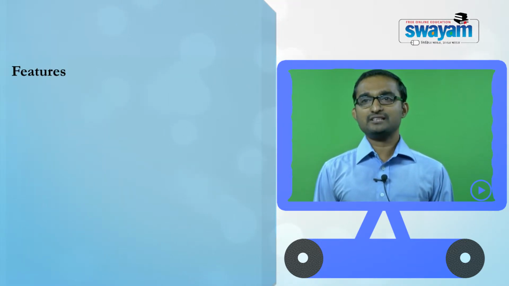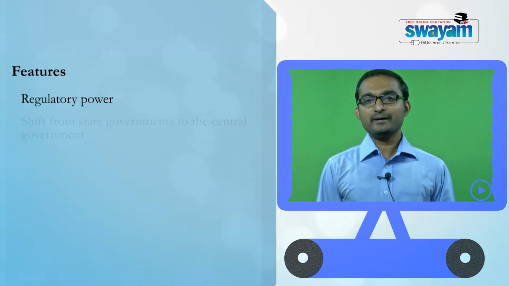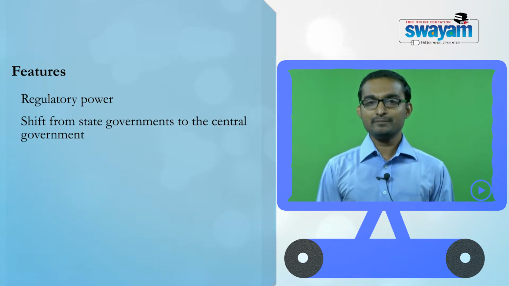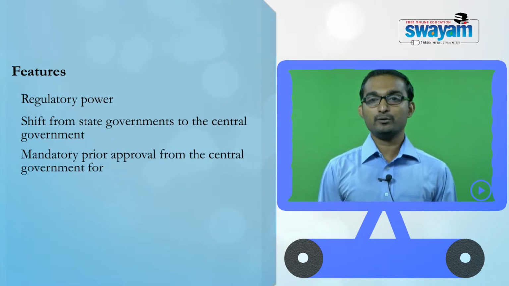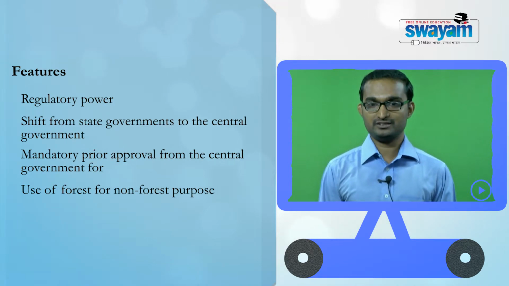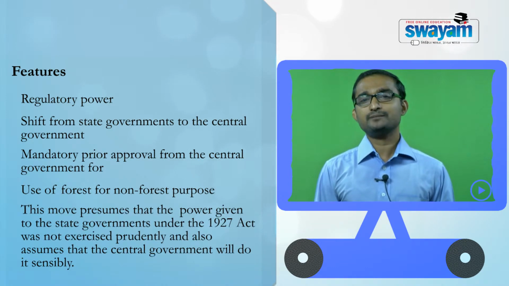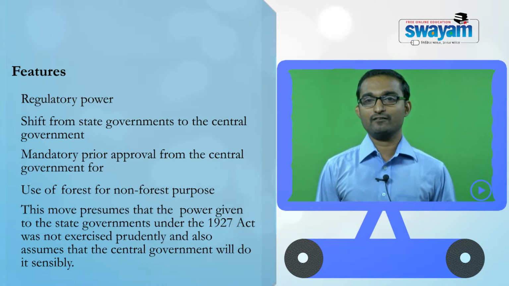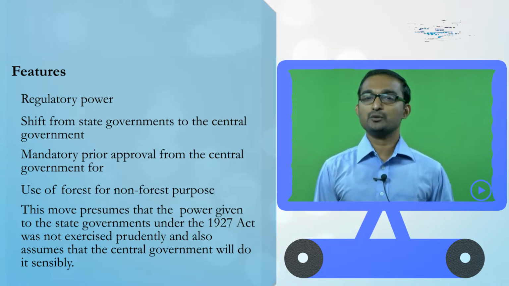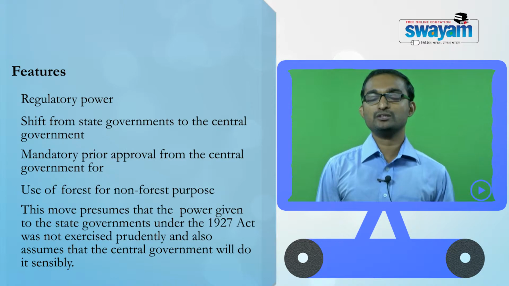The major features of this Forest Conservation Act 1980 are the regulatory power. It witnessed a major shift of regulatory power from the state governments to the central government. That means it introduced mandatory prior approval from the central government for use of forest for non-forest purposes. For example, this actually presumed that the power exercised by the state government in the regime of the 1927 Act, they used it for using forest for several other purposes. It was in their discretion what kind of use can be put for forests.